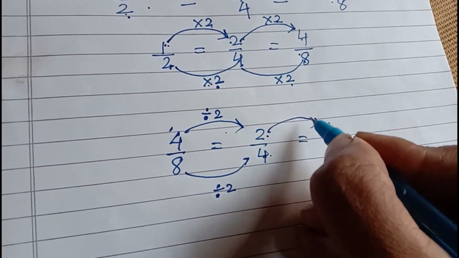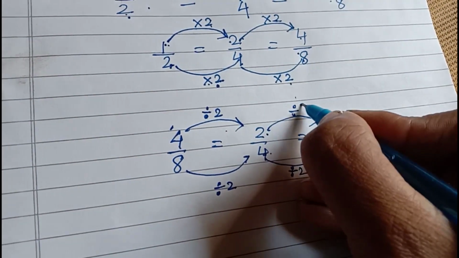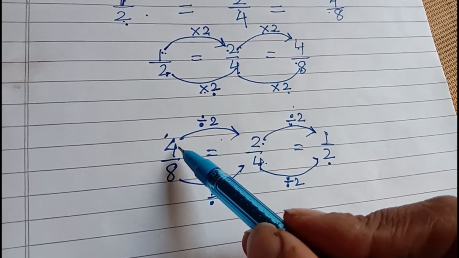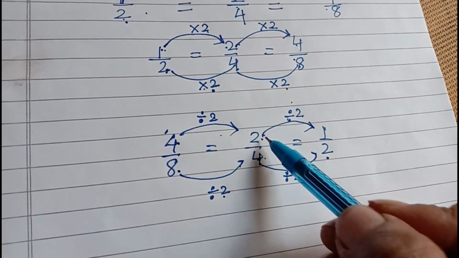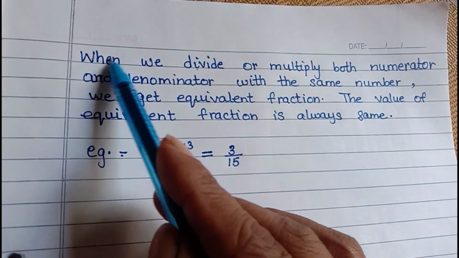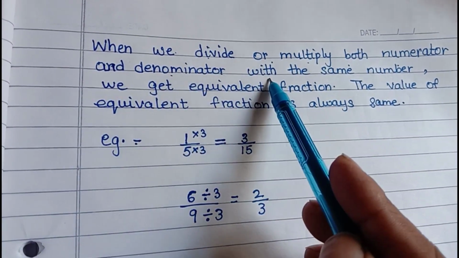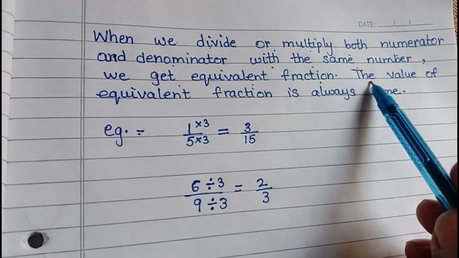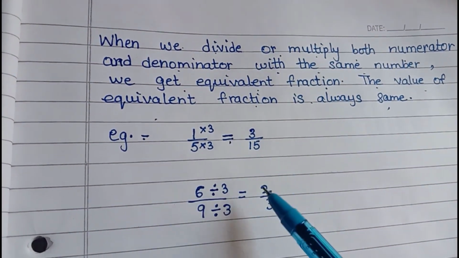Now same way, if you divide both numerator and denominator with 2, you will get 1 by 2. So what does it mean? It means if you divide both numerator and denominator with the same number, you get an equivalent fraction. So what is the definition of equivalent fraction? When we divide or multiply both numerator and denominator with the same number, we get an equivalent fraction. The value of an equivalent fraction is always the same. That is why we write the equals sign in between.